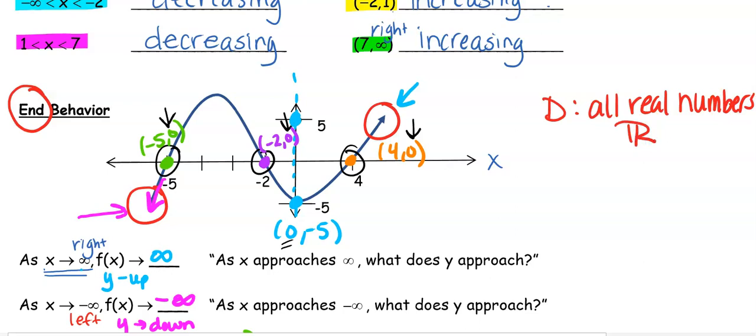Now, the range is going up and down. Well, this arrow is going down. This arrow is going up. There's nothing stopping it in between. So my range just happens to be all real numbers as well. Now, the all real numbers, if you're trying to write that symbol, just write two parallel lines and put a big capital R over it.